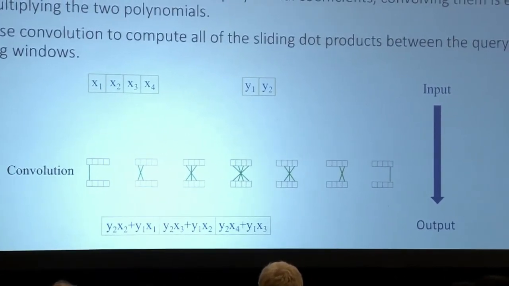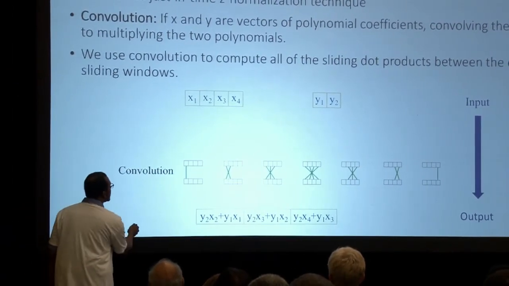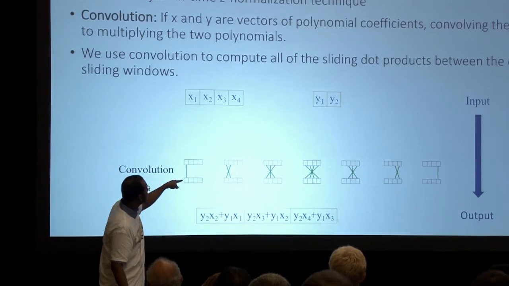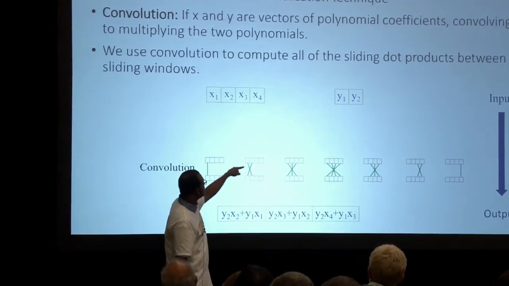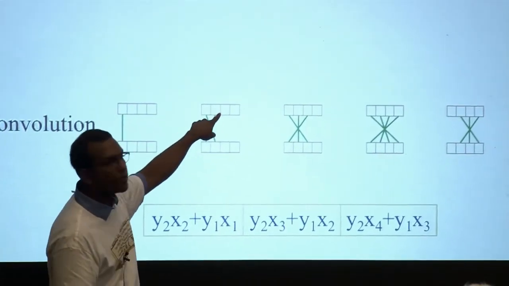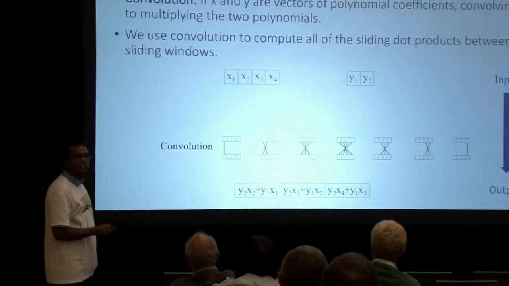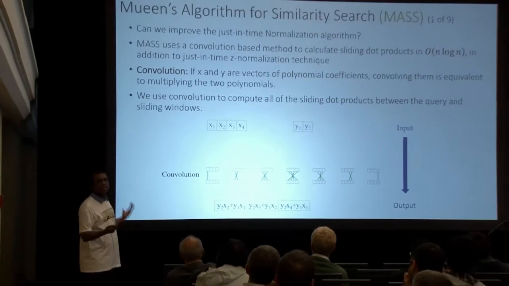X1 will be multiplied with y1 in this operation. So this green line means that you are multiplying this guy with that guy. These green lines mean you are multiplying this guy with that guy plus this guy with that guy. So that is the operation we are doing. So if you just take the straight vectors, then it doesn't work.